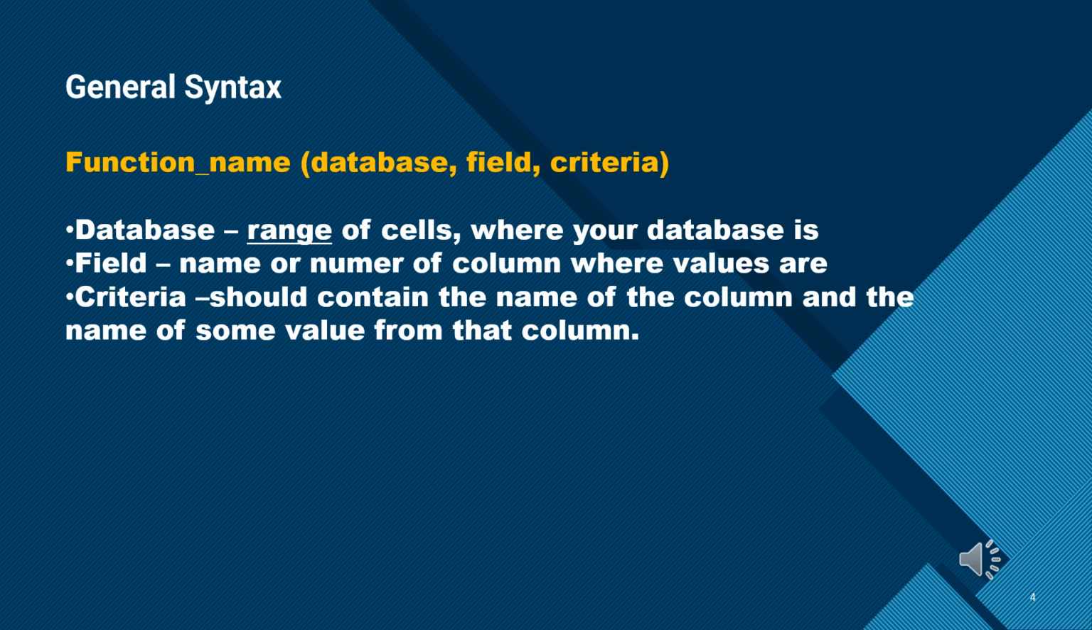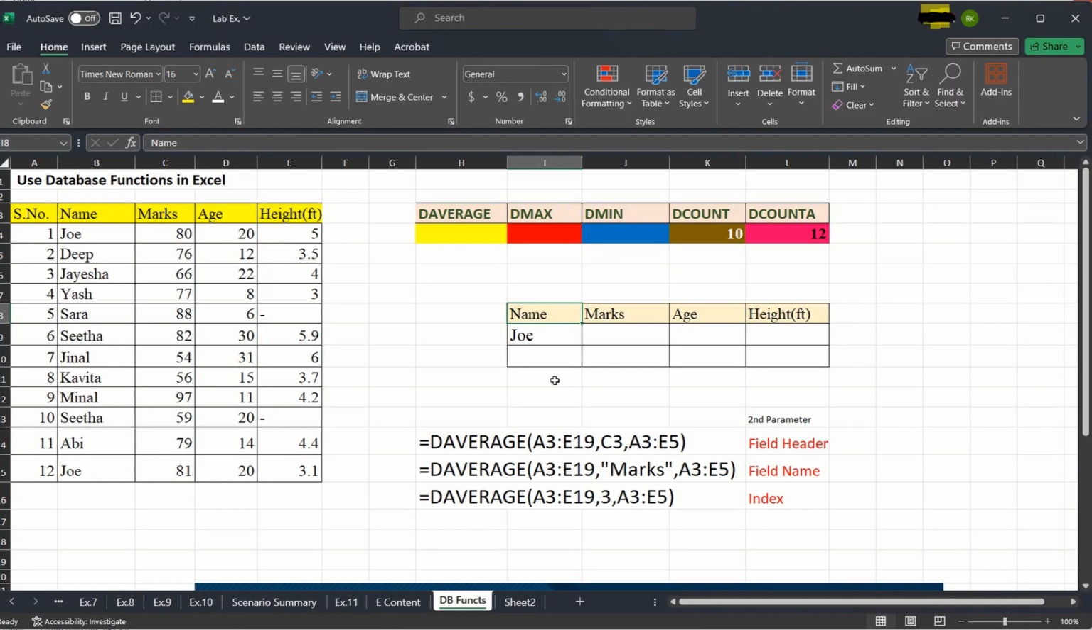For all the database functions, this is the syntax. Only the function name will be changing. The remaining three parameters are the same: database, field and criteria. Let's understand how to use the database functions in Excel with some examples.